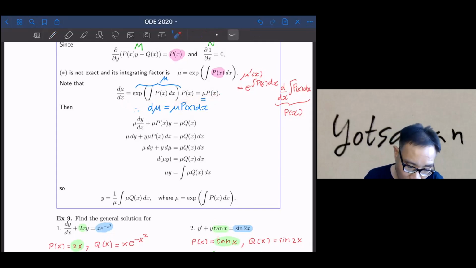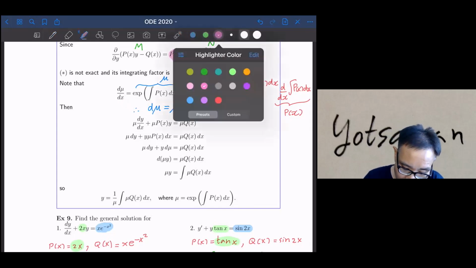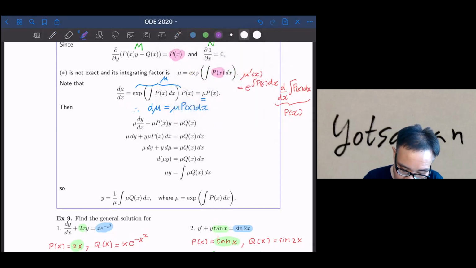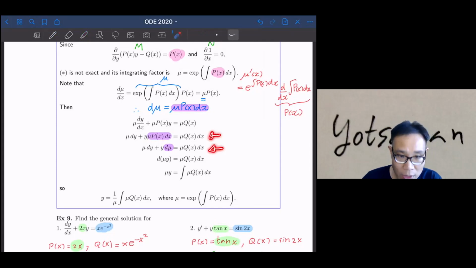And why is this one nice? Because you have mu px dx, and you also have mu px dx here, and this guy turned out to be d mu. So I change it here, and it turns out to be a very nice equation. You go from here to here by changing mu px dx to d mu.